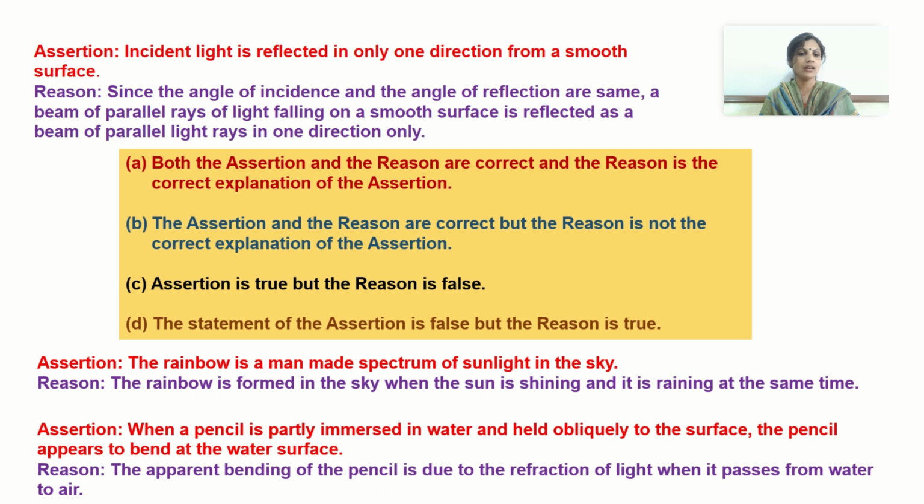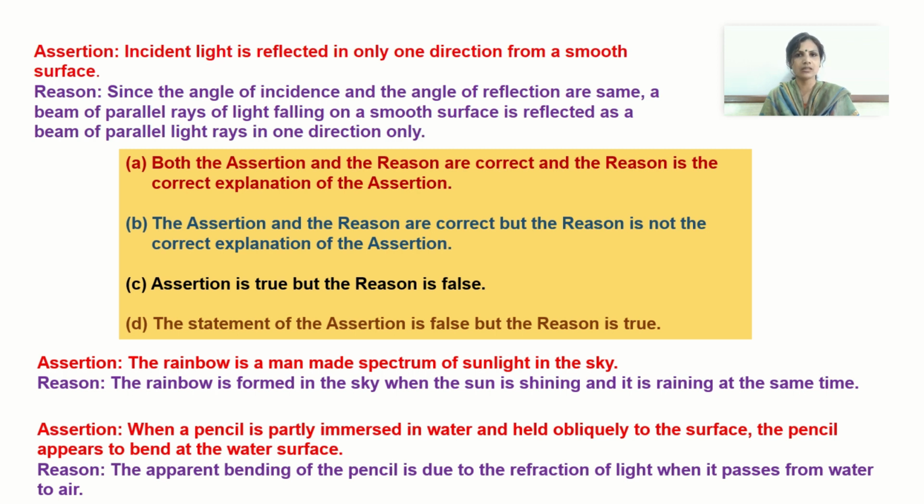Both the assertion and reason are correct because the bending of the pencil is due to refraction of light, and when light passes from water to air medium, we see that the pencil looks bent. So both assertion and reason are correct, and reason is the correct explanation of the assertion. So option A is correct for this particular set of assertion and reason. Alright children, in the final exam also, the board exam, in assertion and reasoning type of questions, you always get 2 questions based on this.